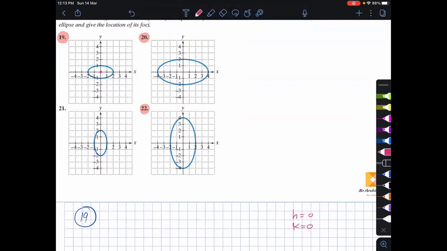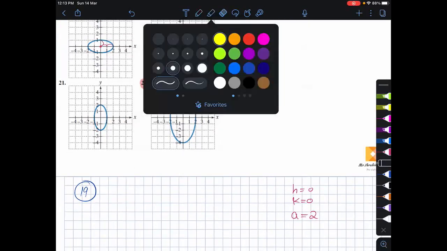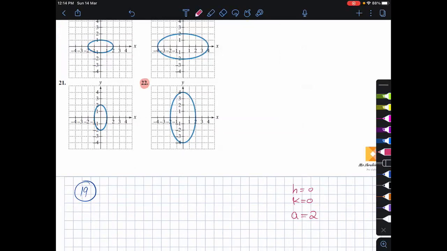Fine. And then what is the ellipse? As you see, it's horizontal, so we move to the right 1, 2, and to the left 2. So our a is 2. The major axis has a equal to 2. And the minor axis, b, is 1. We move 1 unit up and 1 unit down. So b is 1.